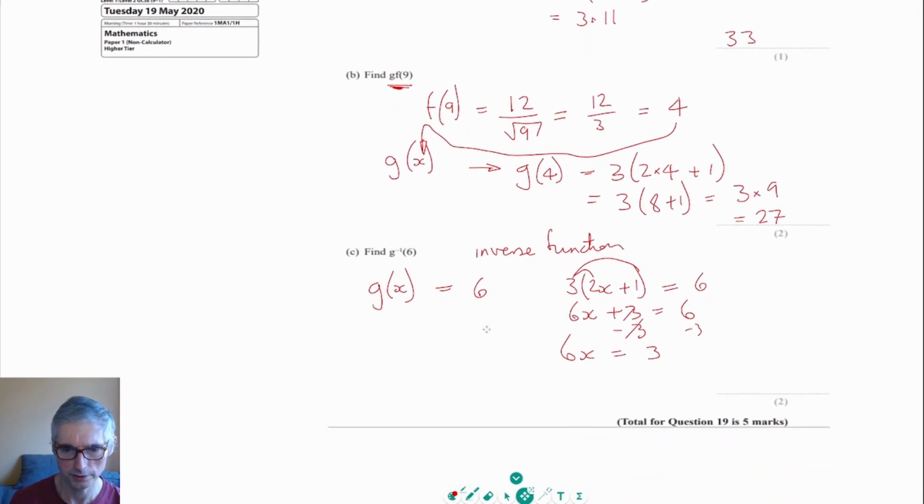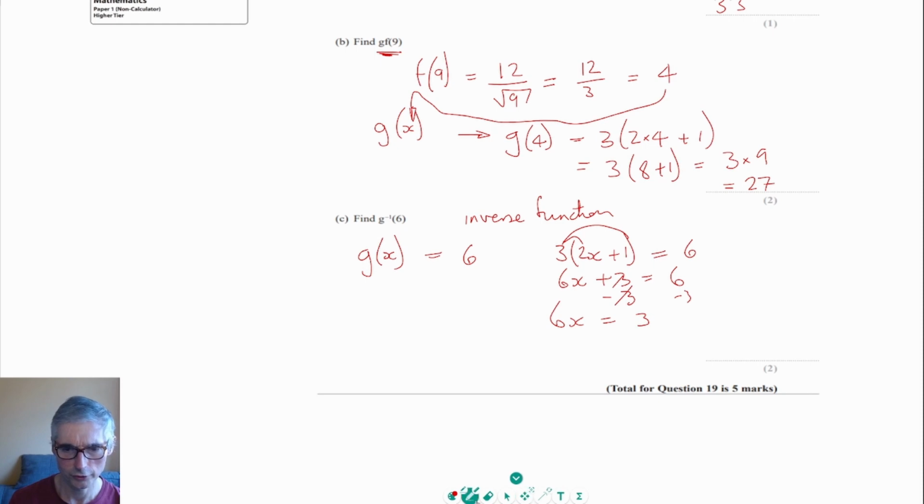Just move the board up a little. So then all I need to do now is divide by 6, and that allows me to work out the value of x. If I divide both sides by 6, then the 6's cancel. I've got x equals 3 over 6, and I can simplify that fraction. Dividing top and bottom by 3 will give me a half.